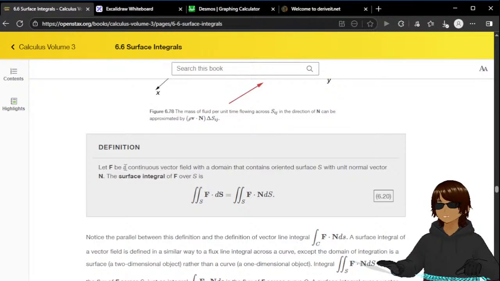Let F be a continuous vector field with a domain that contains an oriented surface S with unit normal vector n. The surface integral of F over S is the surface integral of F dot dS, which is equal to the surface integral over S of F dot n dS.